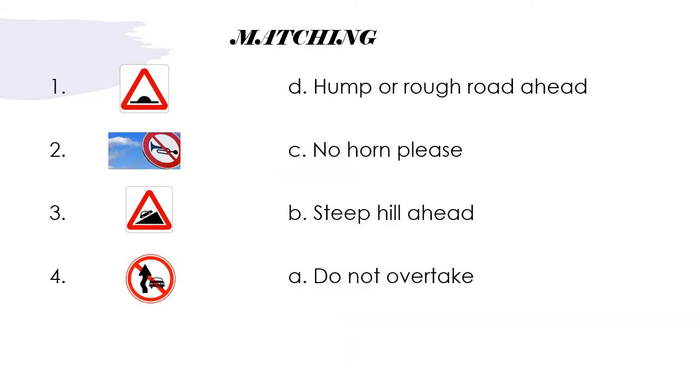Now we do the exercise of this chapter. Here we have to do the matching. The first picture shows the hump or rough road ahead. The second picture shows no horn please. The third picture shows steep hill ahead. The fourth picture shows do not overtake.